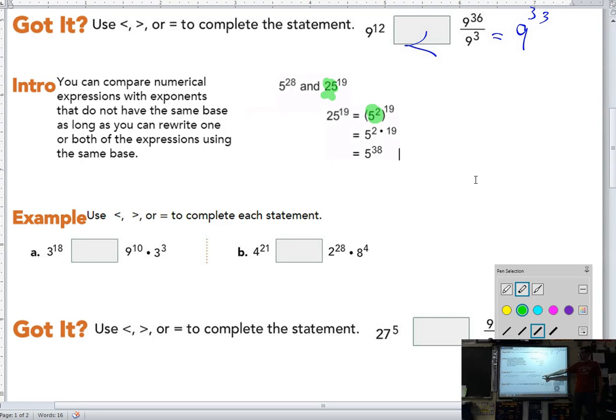So tomorrow when we pick up, we're going to look at rewriting. How do I change that 9 into a base of 3? How do I change that 4 into a base of 2?